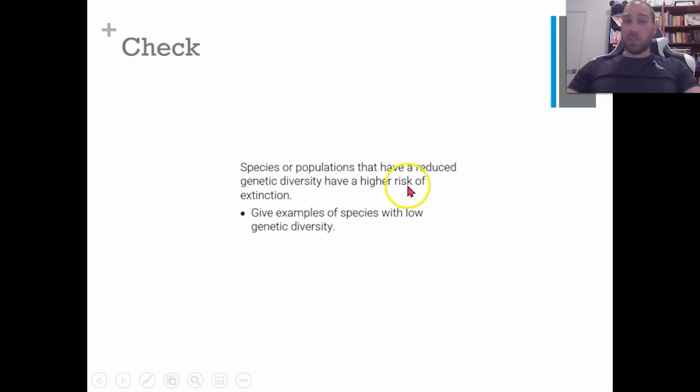So let's do our check. Species or populations that have reduced genetic diversity have a high risk of extinction, and you should be able to give examples of species with low genetic diversity. So now in Flippin Science, we looked at the effects on a species of having low genetic diversity.